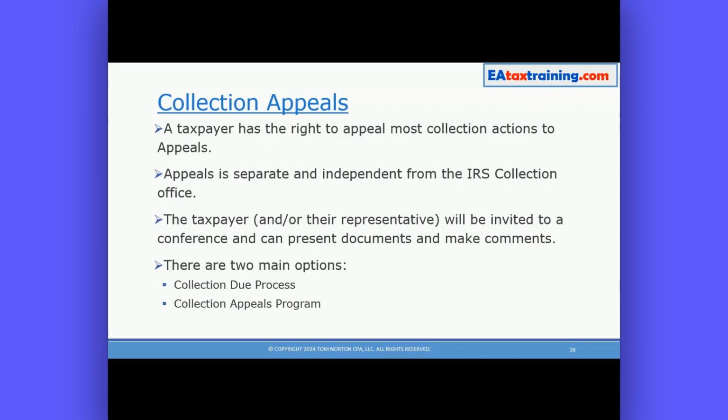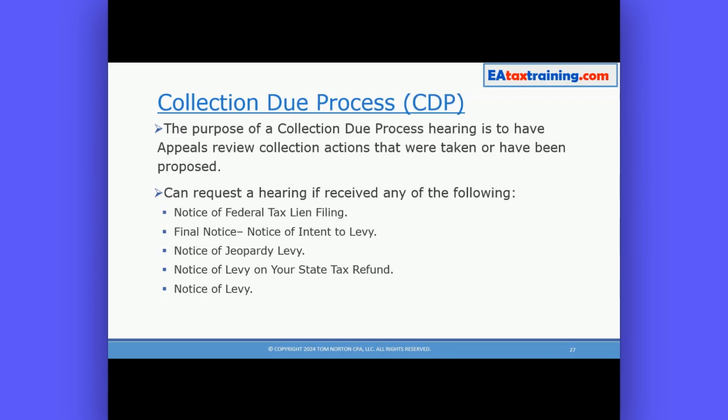There are two main options that you have for collection appeals. Something called collection due process and then the collection appeals program. Collection due process, the purpose of this is to have appeals review the collection actions that have been taken or that have been proposed to be taken.